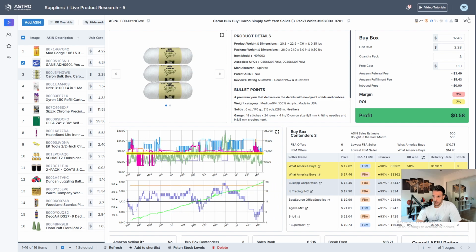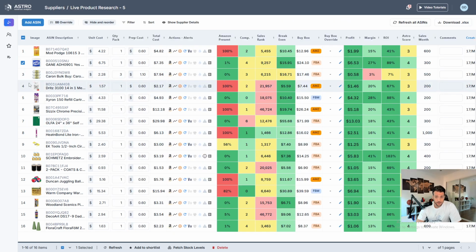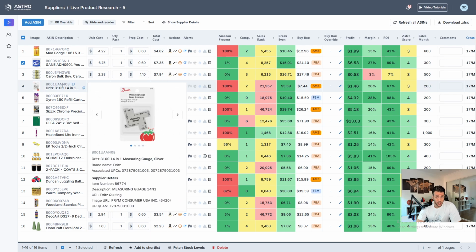Yeah, I'm going to skip this one. And the main seller is selling both as FBA and FBM. So yeah, let's just skip this one. Next, another one with a lot of Amazon on it.